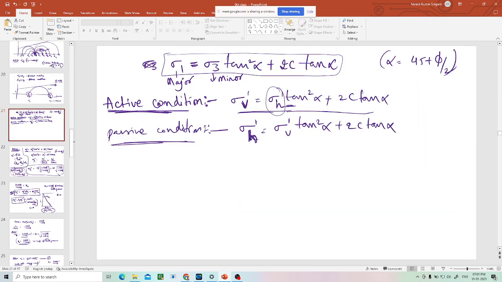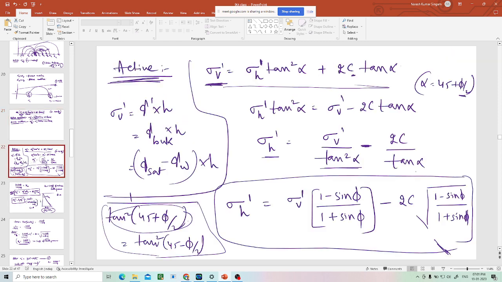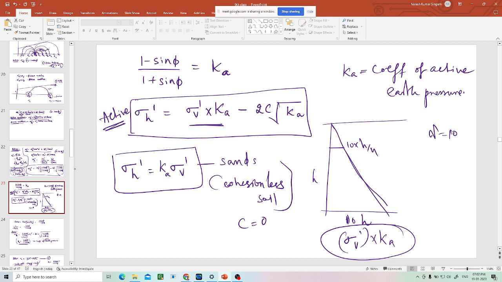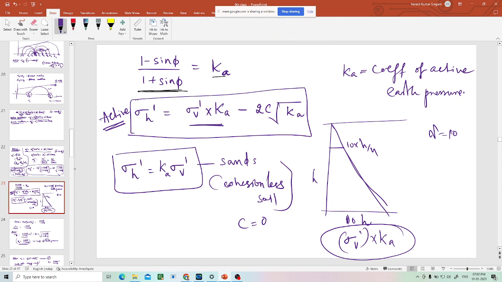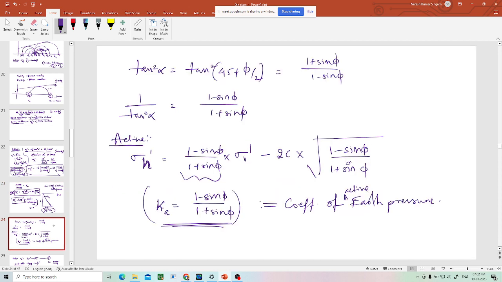Sigma 1 equal to sigma 3 tan square alpha plus 2 c tan alpha, where sigma 1 is major, sigma 3 is minor. In active, sigma 1 is sigma v. In passive, sigma 3 is sigma h. So by using them, we have derived equations. Then I have given coefficient of active earth pressure Ka. Ka is given as this. Then Kp is coefficient of passive earth pressure. It is just inverse of this, 1 plus sin phi by 1 minus sin phi.